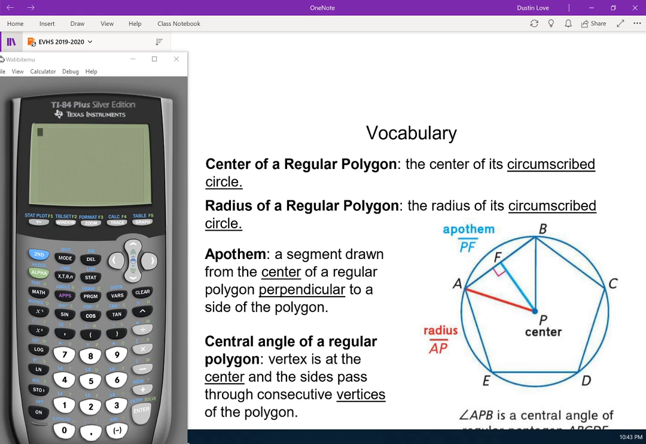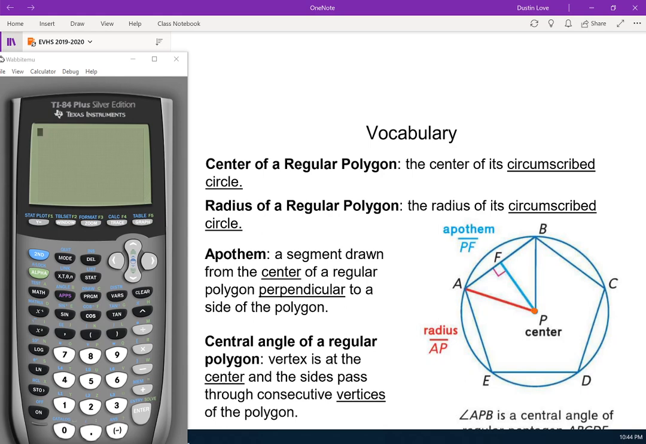So, the center of a regular polygon. Now, the center of the polygon is the same thing as the center of the circumscribed circle. Remember, the circumscribed circle is a circle that goes through all of those vertices. So the center of the polygon is the same as the center of the circle. Also, the radius that I have marked here in orange or red is the radius, AP.